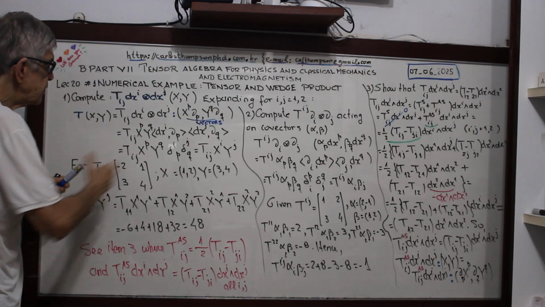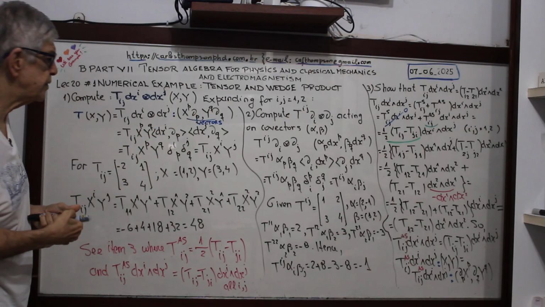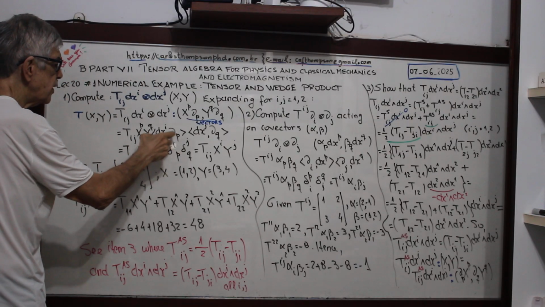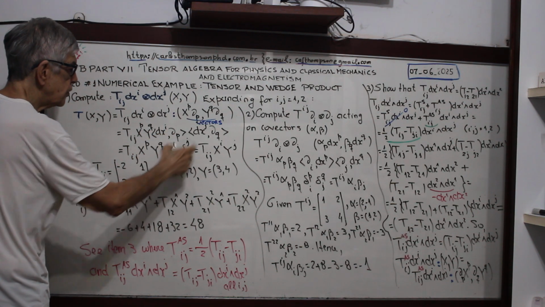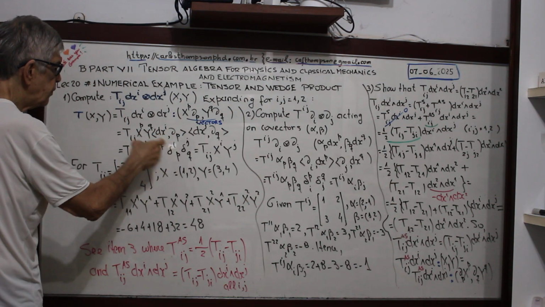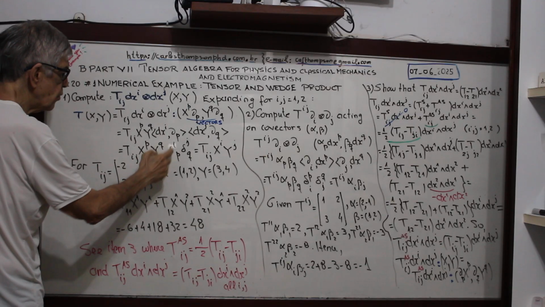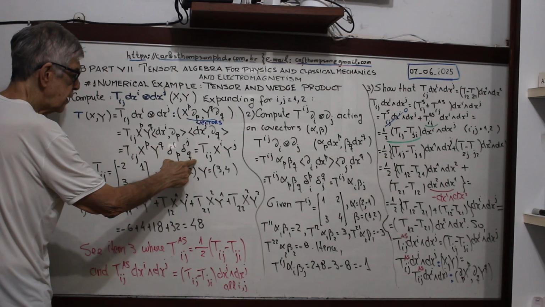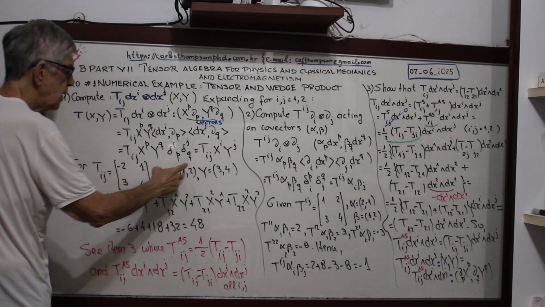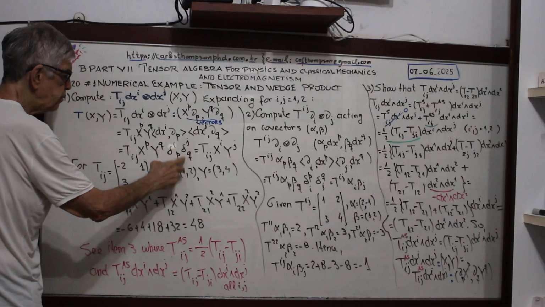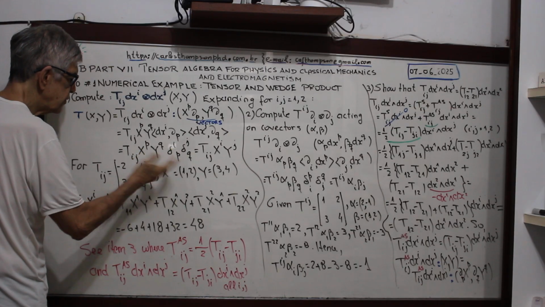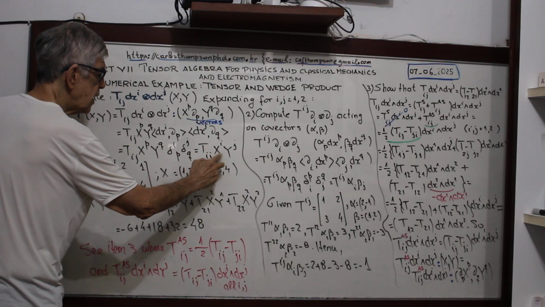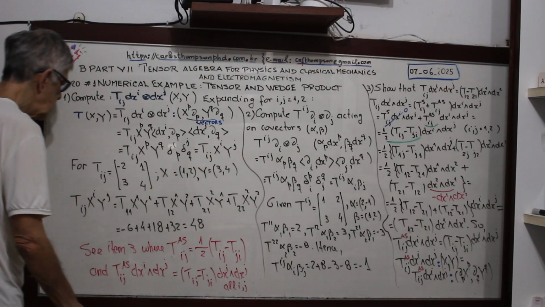Now this in terms of components. This is equal to the Kronecker delta, the inner product Kronecker delta. So in this case, it will be delta_ip, delta_jq, acting on p and q. This leads to T_ij x^i y^j.